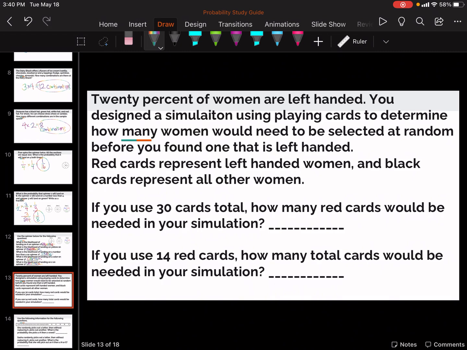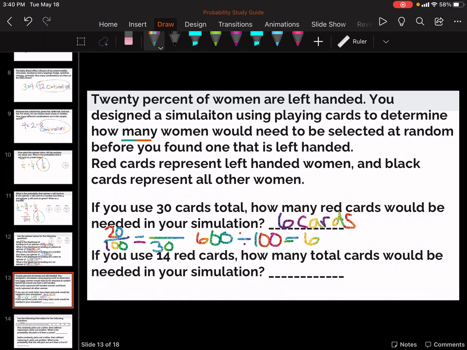Okay, well, 20% out of the 100 are left-handed, out of the total of 30 cards. Cross multiply and divide. So 20 times 30 is 600, divided by 100 gets you 6. So it would be 6 cards.